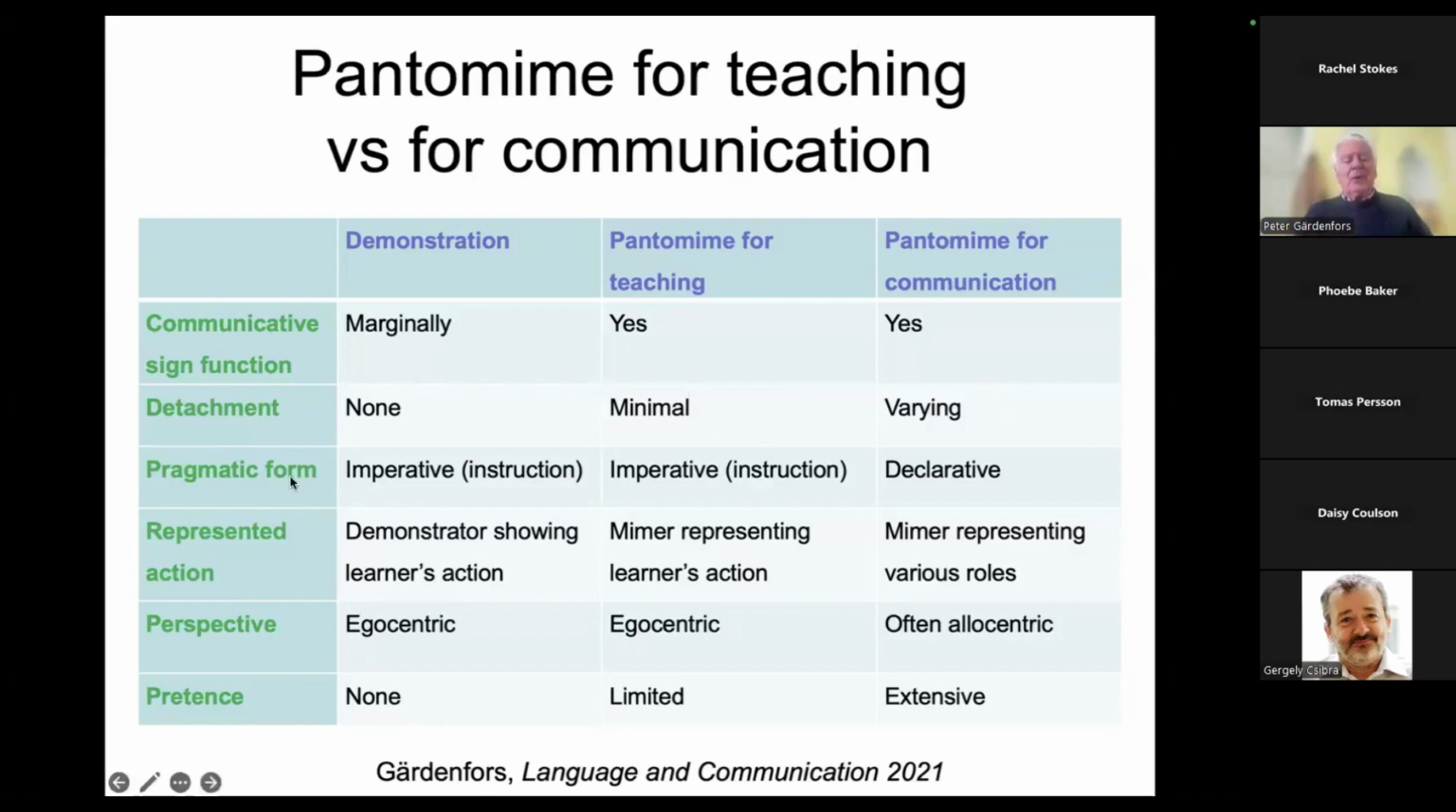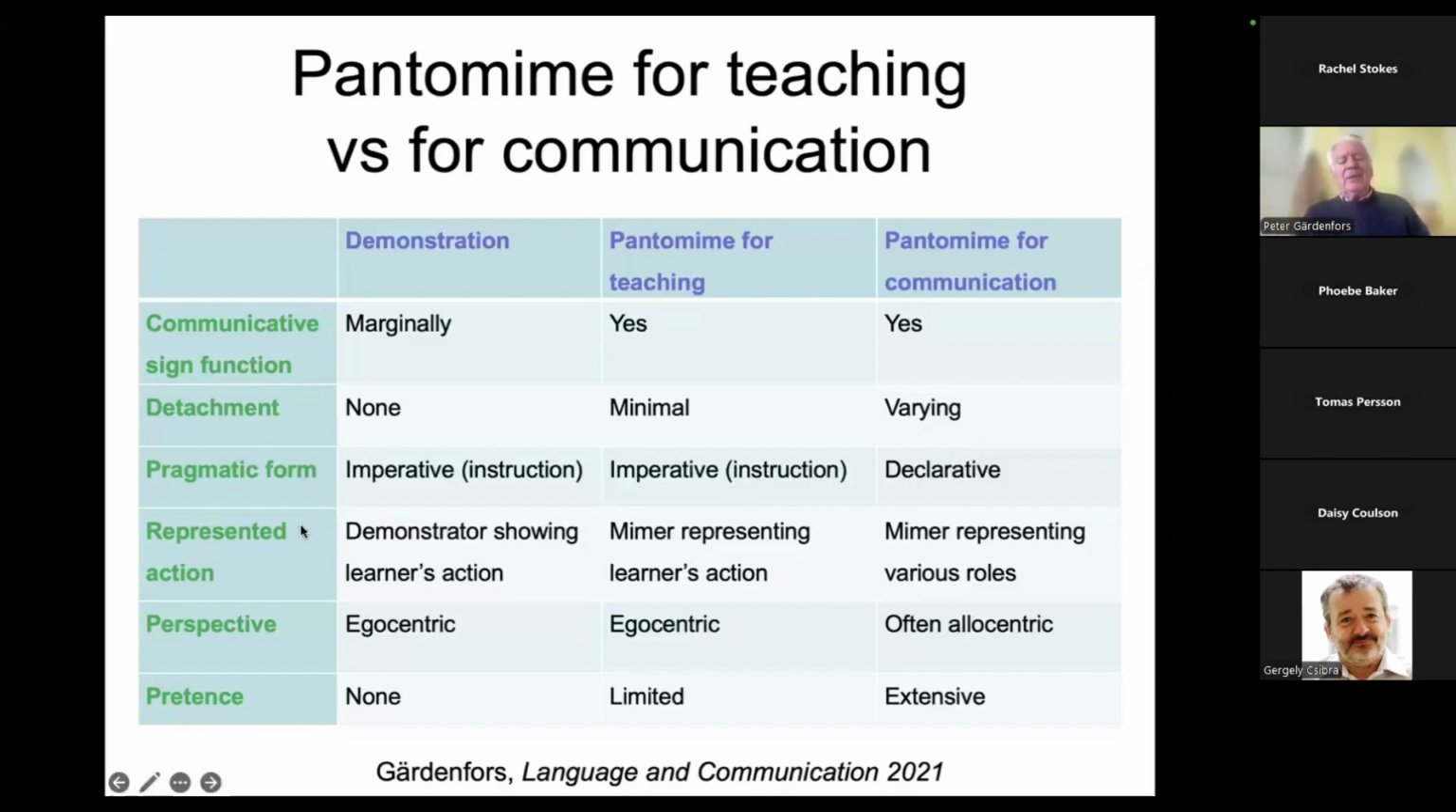The pragmatic form of these activities, that demonstration is imperative. You want the learner to copy what you're doing. That's an instruction. Same thing for pantomime for teaching. But pantomime for communication is declarative. You're telling something about the world or about your plans. So this is why I make the comparison with imperative and declarative pointing. It's the same kind of difference here.